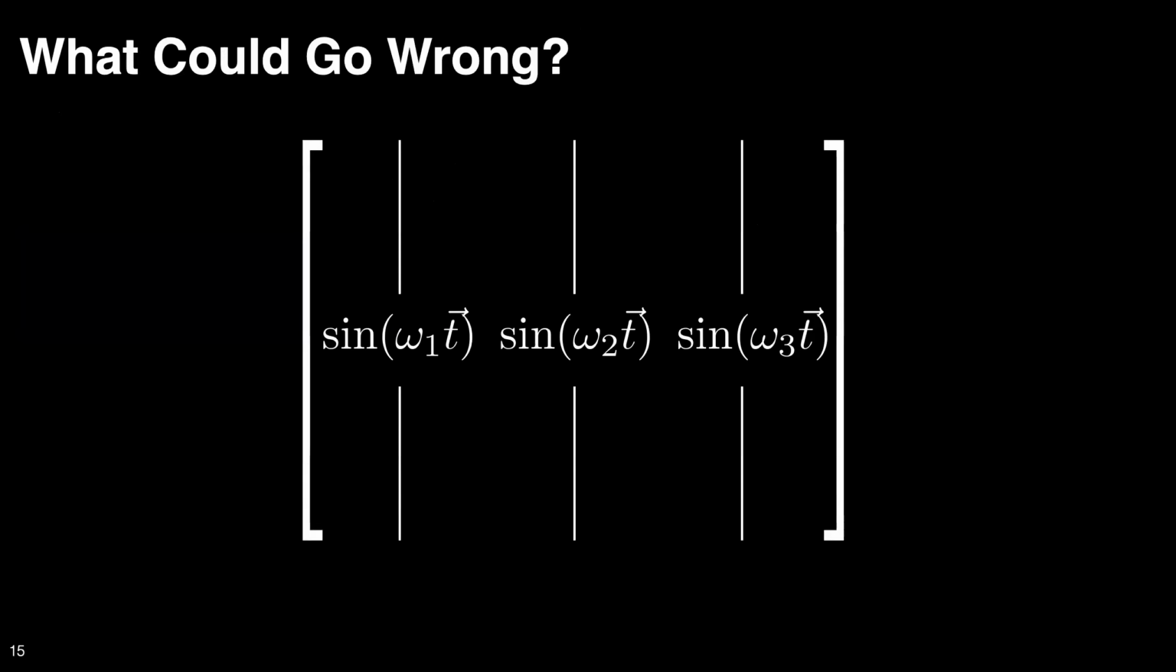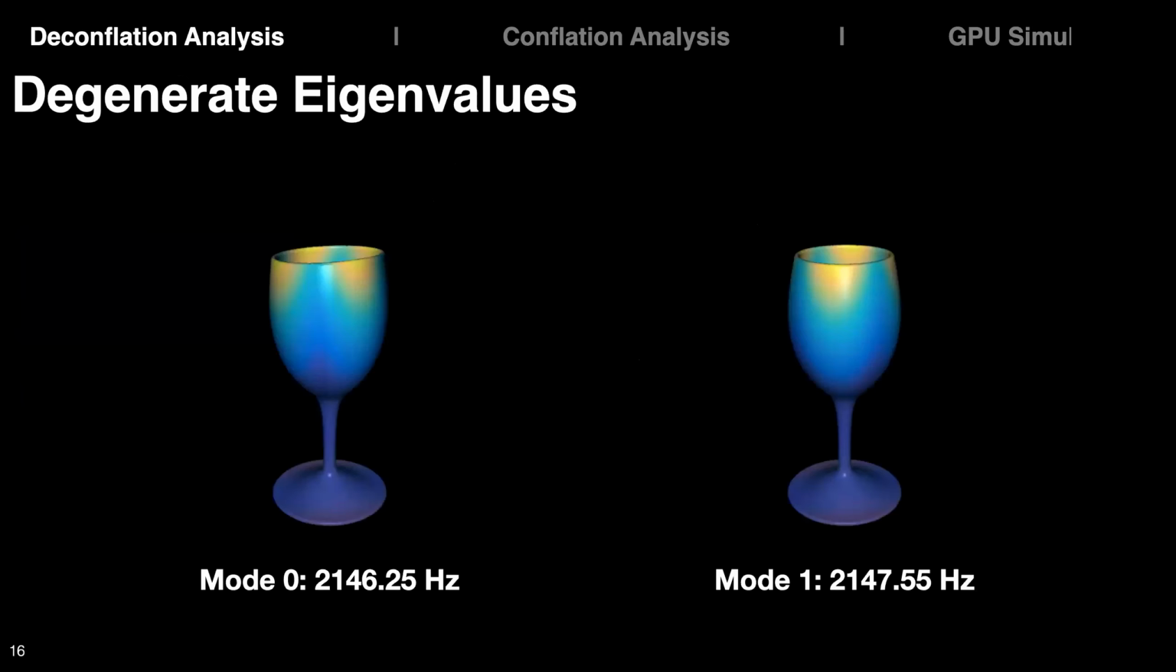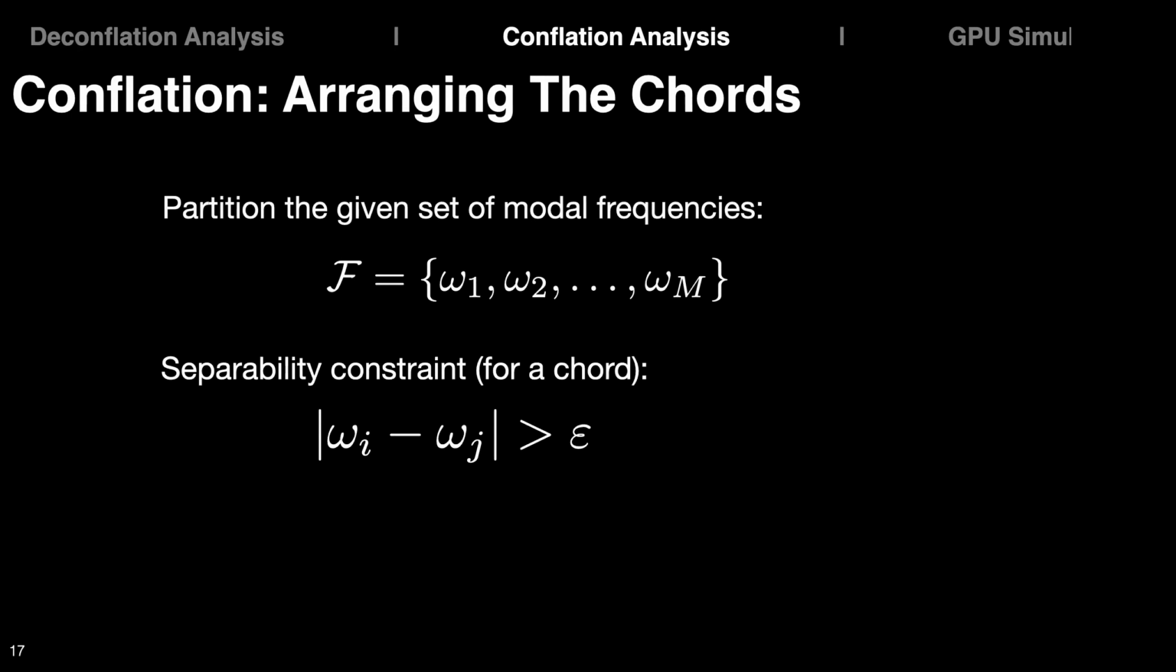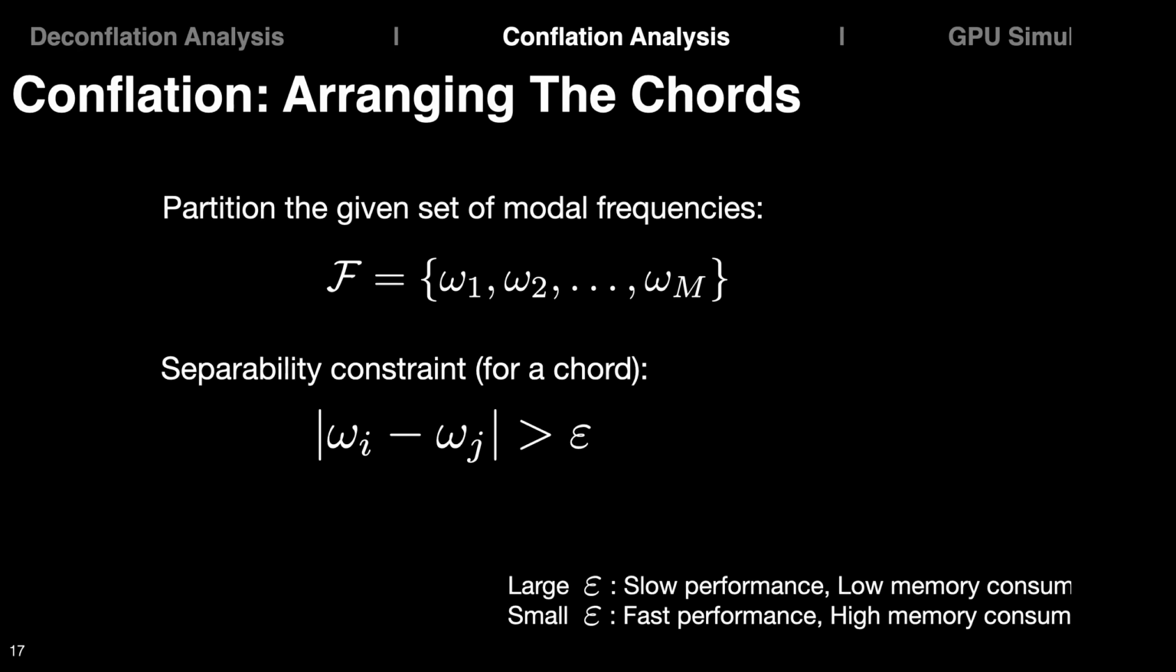The one thing that can happen though is that if you have two frequencies which are similar, then you have ill conditioning in your separation problem. And so, how likely is this to happen? Well, all the time, because objects with symmetries are going to have degenerate eigenvalues. They'll have similar vibration frequencies because they work together as a team. And so what you need to do is keep them separated. So what we do in order to do this is figure out all the frequencies, have a separation constraint so that each chord has frequencies which are separated by some epsilon, which is chosen based on the time bandwidth product.